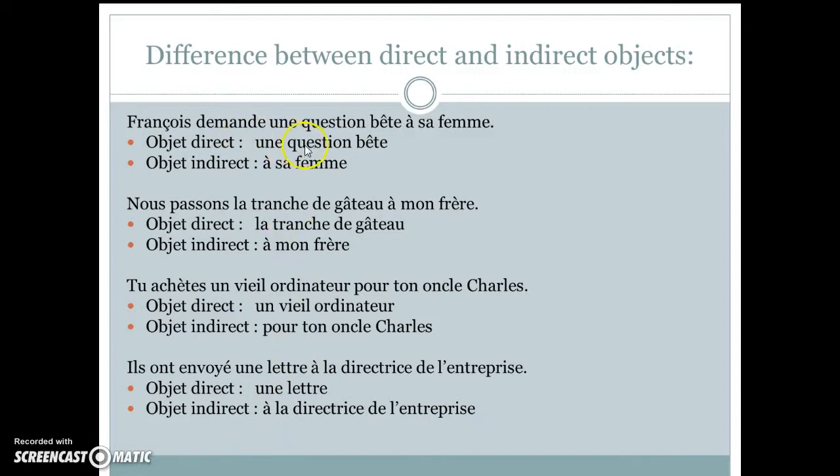So when we look at these different ones, what do these indirect objects have in common, à sa femme, à mon frère, and then à la directrice de l'entreprise? These three examples all start with à. Then if we look at the third example, pour ton oncle Charles, that starts with pour.